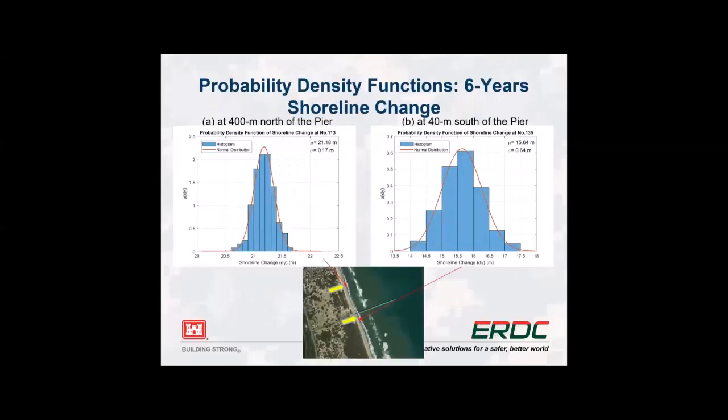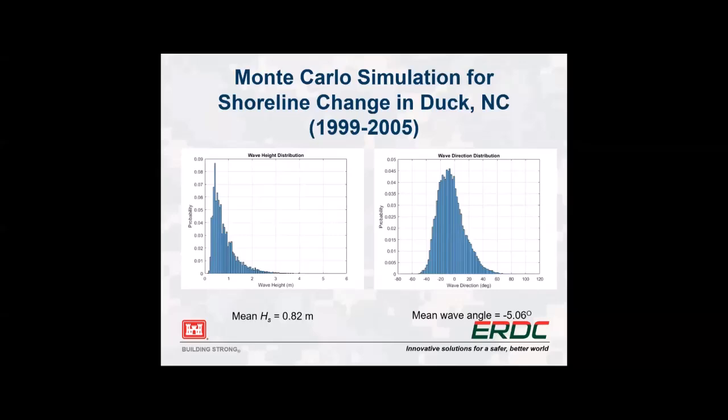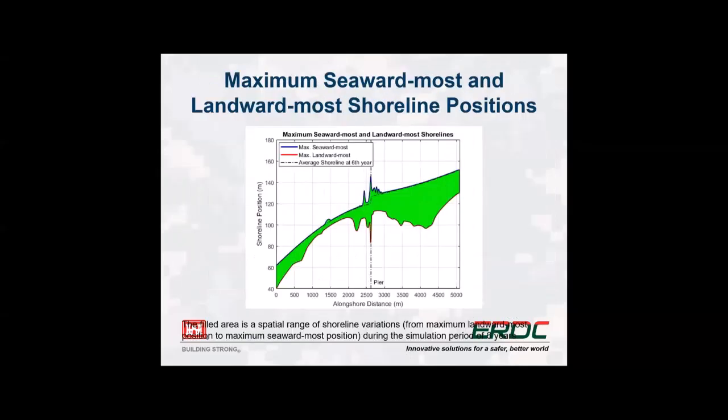So running the sampled wave conditions from these two distributions gives us a seawardmost GenCade profile after the 6 years. And then a landwardmost, so you get a full envelope of potential conditions. And then we have our average shoreline, which is the dotted line. It actually follows the seawardmost pretty well. But we get our average shoreline at the 6 here.